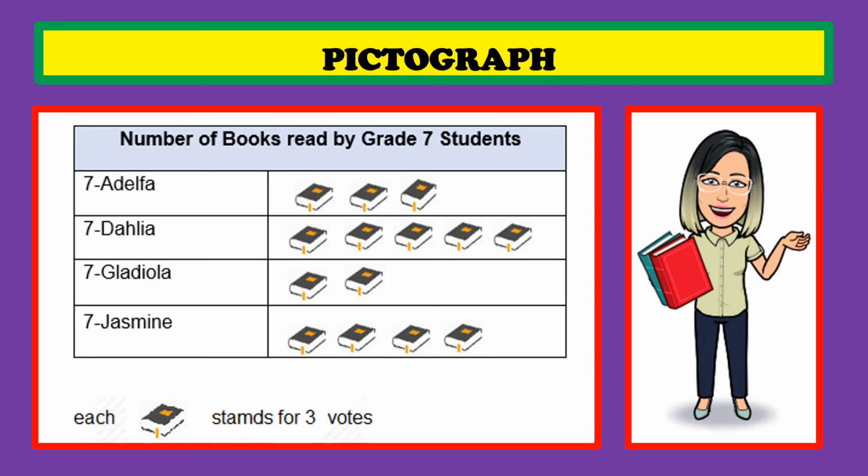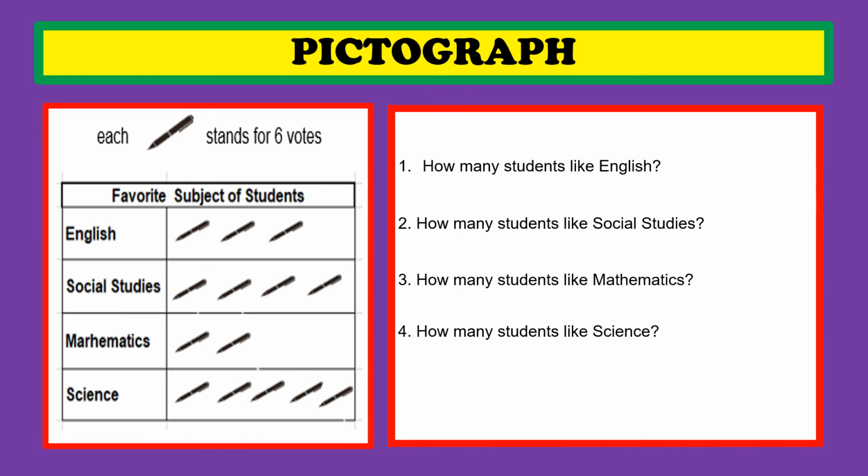So we have this one. Since 1 is represented as 3, we have for 7 Adelpa, 3, 6, 9, for Dahlia 3, 6, 9, 12, 15, 6 for Gladiola, and 12 for Yasmin. So the pictograph is already given.